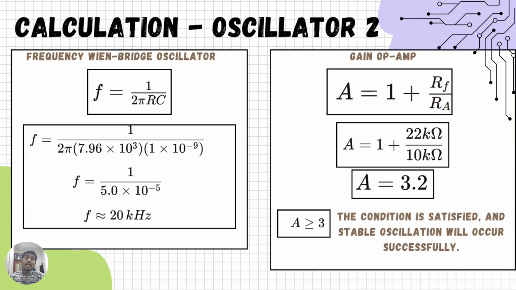So actually for the required A, you should get A bigger than 3. Okay, but you get 3.2, which means 3.2 is larger than 3. So actually this oscillation condition is satisfied. Okay, so this means the oscillator can start oscillating successfully, and a continuous sine wave output has also been produced. Okay, and the output signal remains stable. So we're going to go for the gain condition.